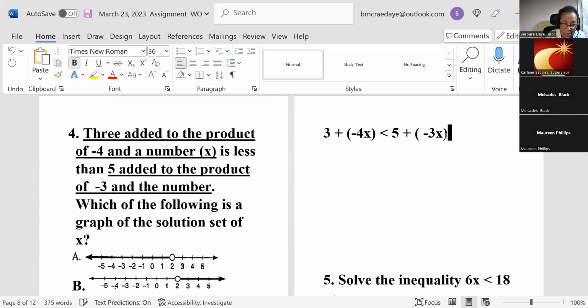Now you want to solve it. And then you'll know which of those number lines are correct. So what would you do first? There's no one way of doing this. You need to get all your constants together and all your variables together. So let's try to get our variables on the left side. How would we do that?